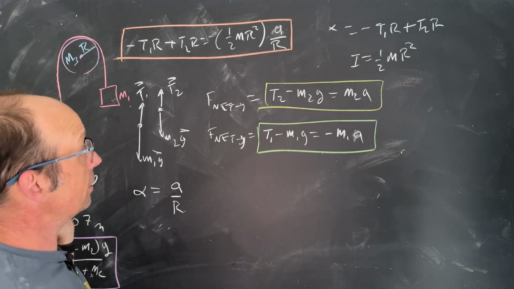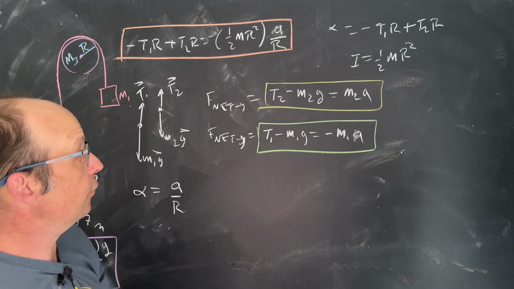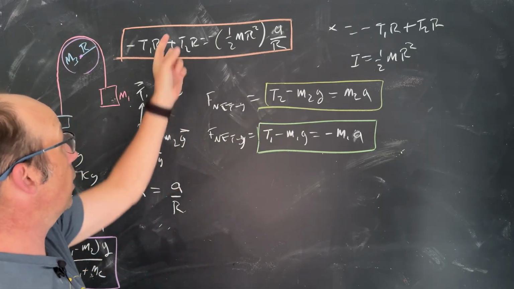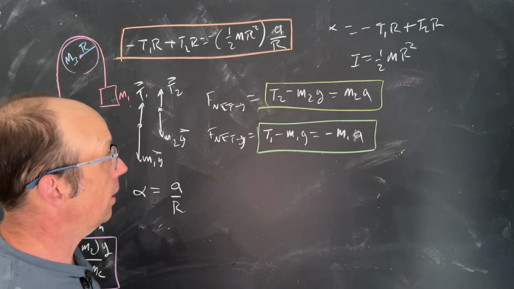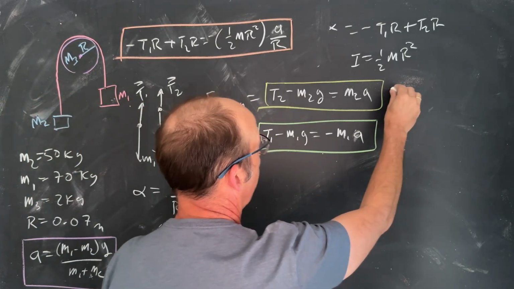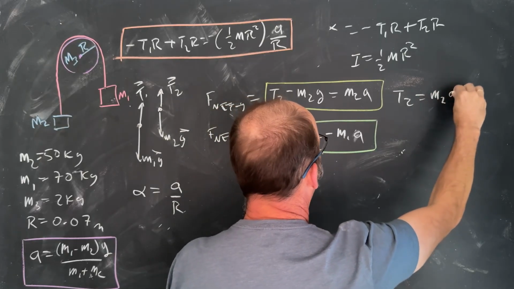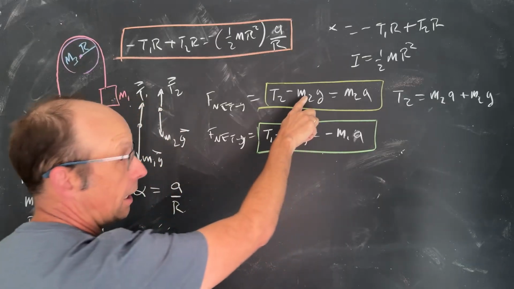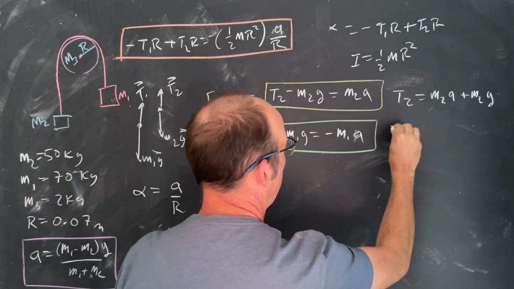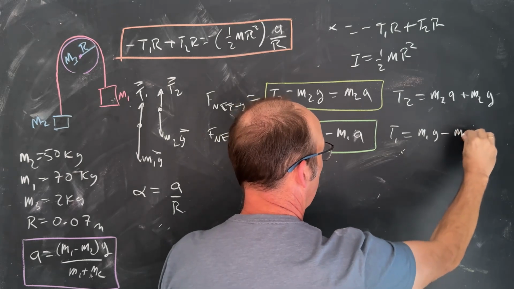We just got to start substituting stuff in. So what I'm going to do, solve this for T2, solve that for T1, put them both up here, because that has both T1 and T2. Okay, so that's pretty easy. I'm going to write it over here. T2 is M2A plus M2G. Just add that to the other side. T1 is going to be equal to M1G minus M1A.